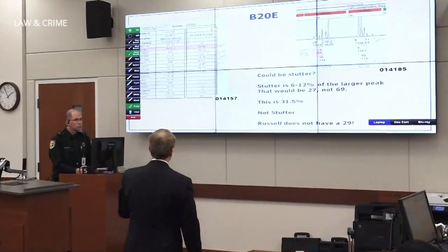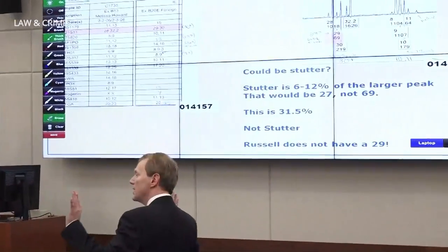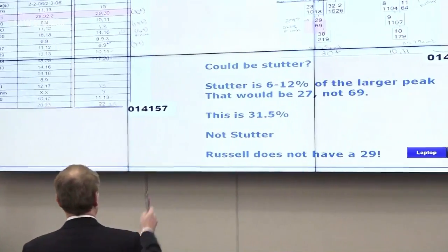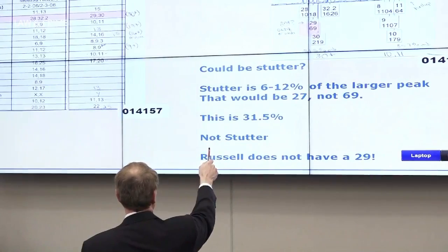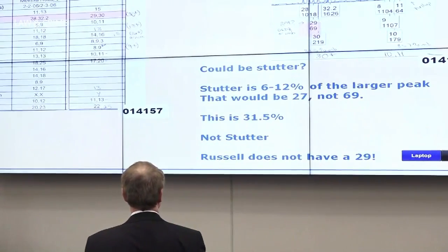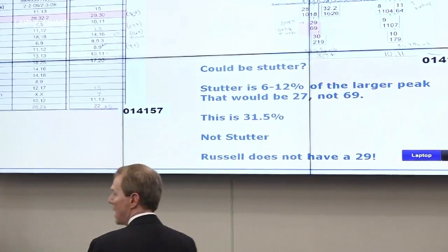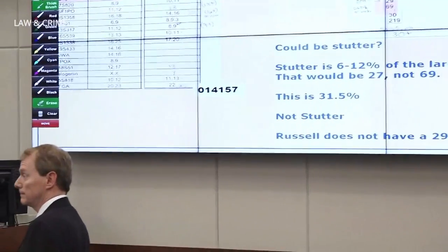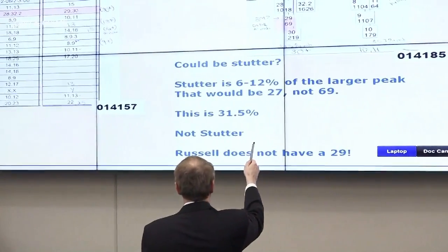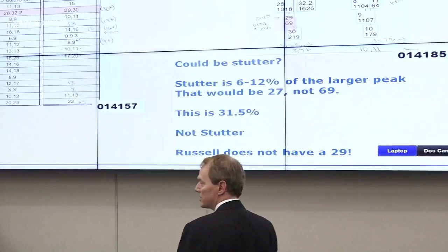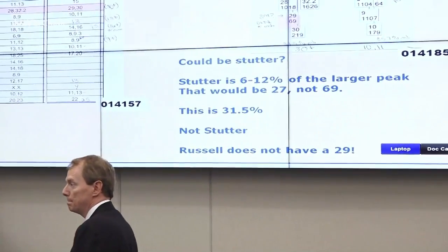I heard you testify that that 29 was 6 to 12% stutter from that 30. That can happen, yes. Okay. And 219, if I take 12%, is 27. Is that correct? I guess so.